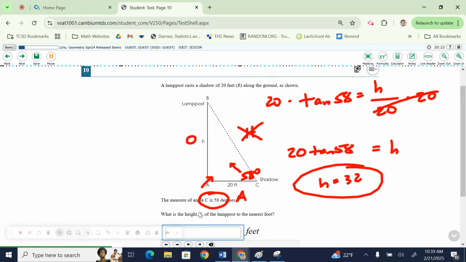There we go. And this is our trig question that we have to approach. Great.